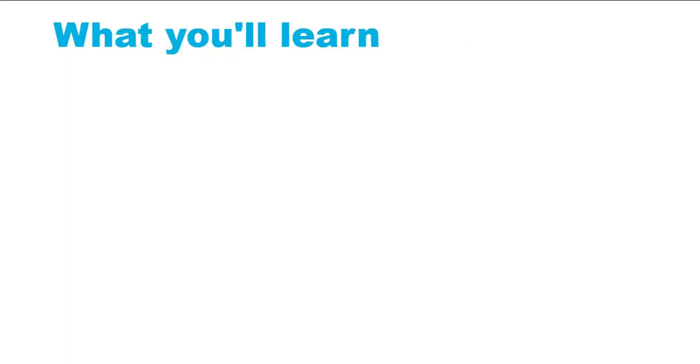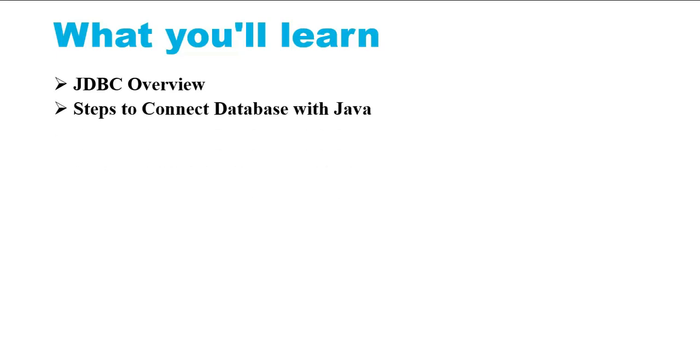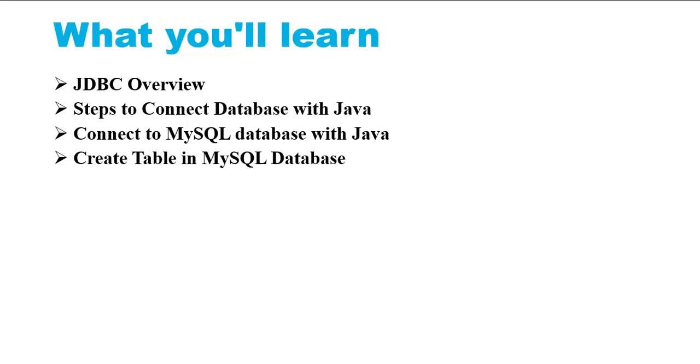We will cover the following topics. First, JDBC overview. So in JDBC overview, we'll see what is JDBC, what is the JDBC API, and what are the JDBC driver types. Next, steps to connect a database with Java. So we'll see the fundamental steps that are required to connect a Java application with different databases. All right, and we'll see how to connect MySQL database using JDBC. So we'll see an example step by step of how to connect MySQL database with Java, and we write a Java program to create a table in MySQL database.